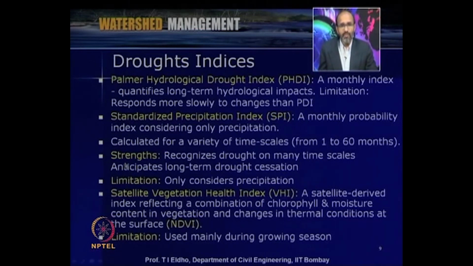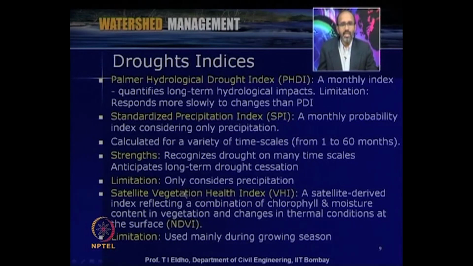This SPI, or standardized precipitation index, is calculated for a variety of time scales, from 1 to 60 months, and the strengths include that it recognizes drought on many time scales and anticipates long-term drought cessation. This is mainly based upon the rainfall or precipitation conditions. So, the limitation is that it considers only precipitation.